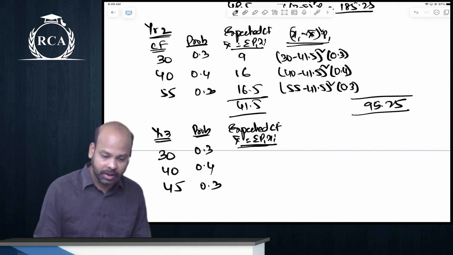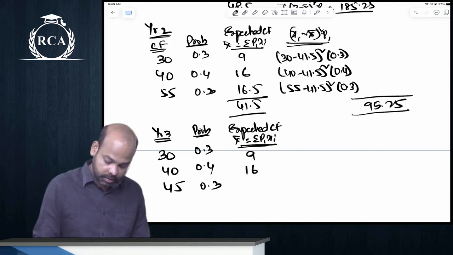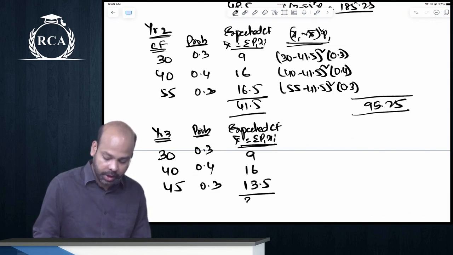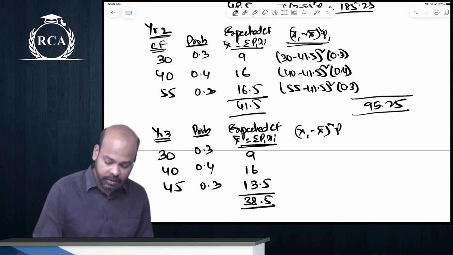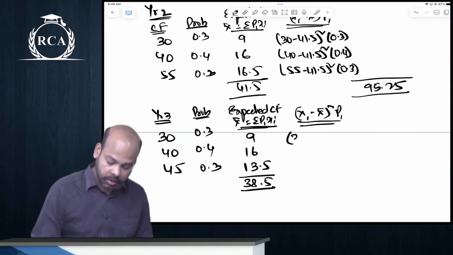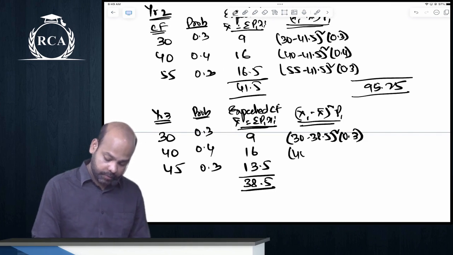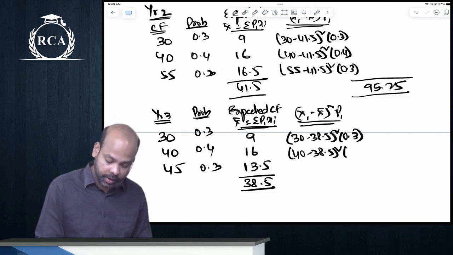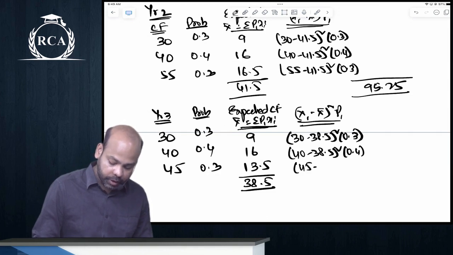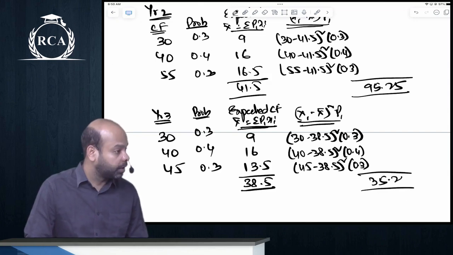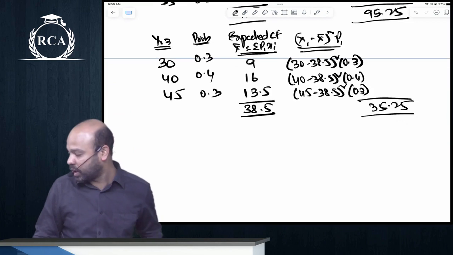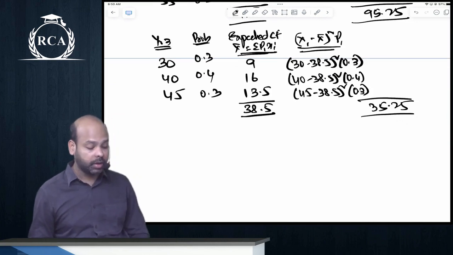30. अरे भाई बाद में clean कर. 13.5, 38.5. Variance guys is xi minus x bar whole square into pi guys. 30 minus 38.5 whole square guys into 0.3. 40 minus 38.5 whole square guys into 0.4. 45 minus 38.5 whole square guys into 0.3. How much is this beta? 35.25. Please check guys, you will get variance as 35.25.